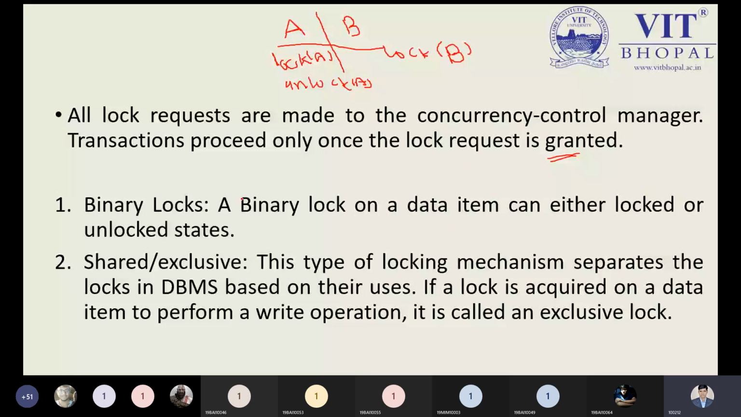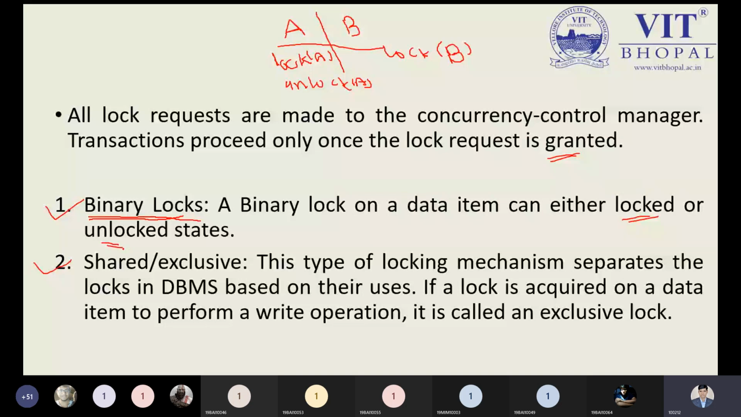Here we have two different kinds of lock paradigm. The first one is the binary lock. This binary lock can be represented in 0 and 1 form, but for theoretical understanding it is not good. It has two states. Once again, a binary lock on a database item can be either in a locked or an unlocked state. So we have two states: a locked state or an unlocked state.